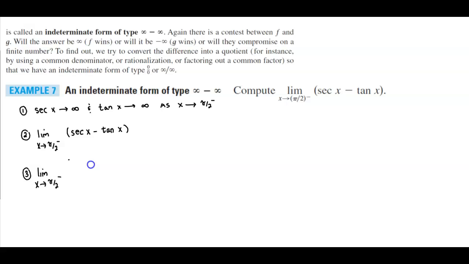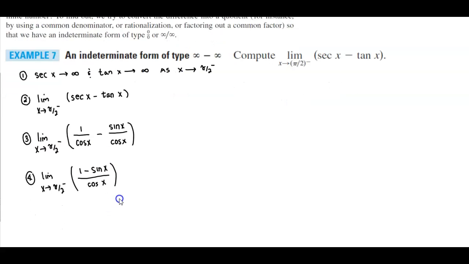Well, what do we know about the secant of x? Well, we know that that is the same as 1 over the cosine of x. And we know the tangent of x is the same thing as the sine of x over the cosine of x. Okay, now we can find a common denominator. And so by adding these two together, we get 1 minus the sine of x in the numerator, and we're going to divide that by the cosine of x in the denominator.